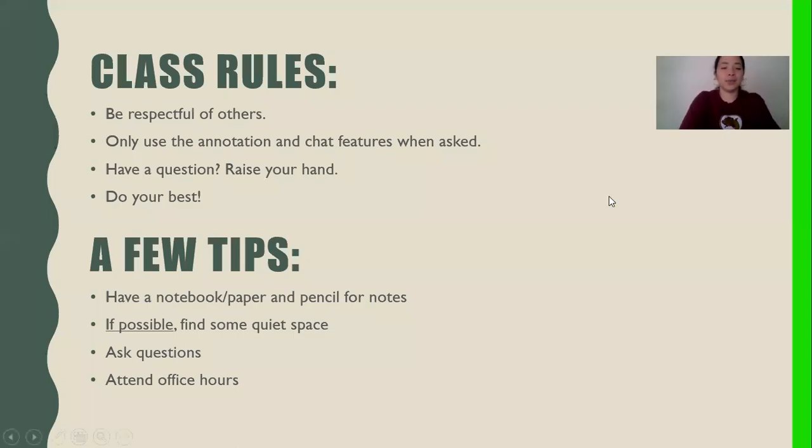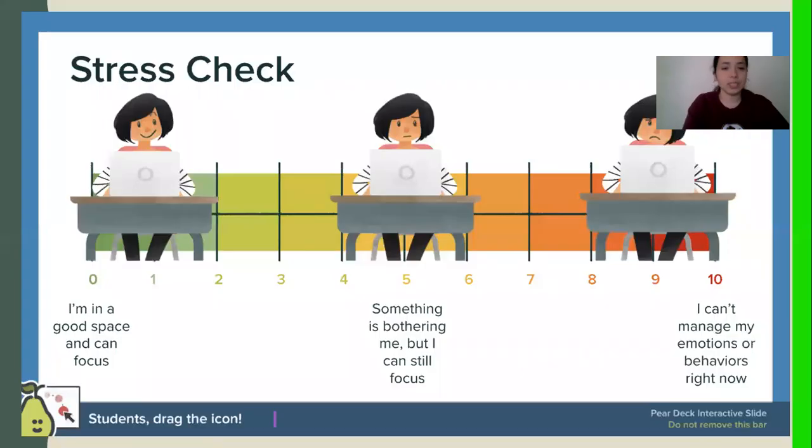Okay, so as a reminder, have your notebook and pencil or your paper and pencil, find some quiet space, ask questions, and attend office hours. So if you do have any questions, make sure to go ahead and attend office hours.